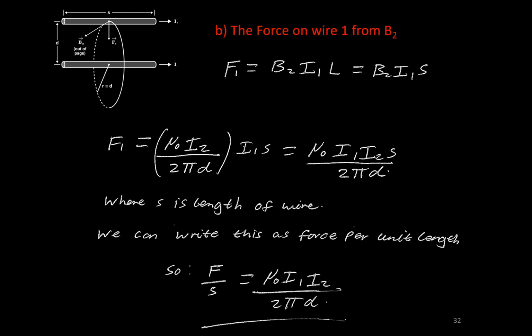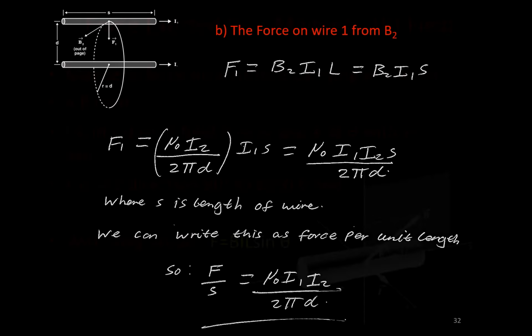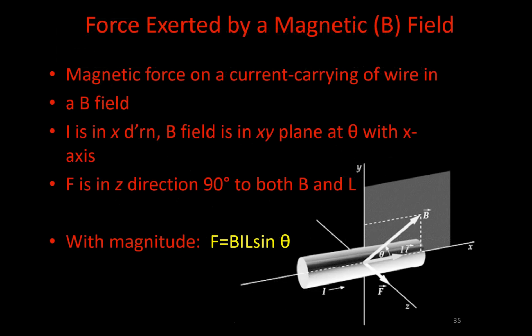That will also turn into force per unit length, where S is the length of our wire. Here's S, here's d. So F over S becomes mu 0 I1 I2 over 2 pi times the separation of the wires. So the magnetic force on a current carrying wire is going to be F equals BIL sine theta. And we've already talked about this, and we'll talk about this more in terms of particles in a magnetic field.